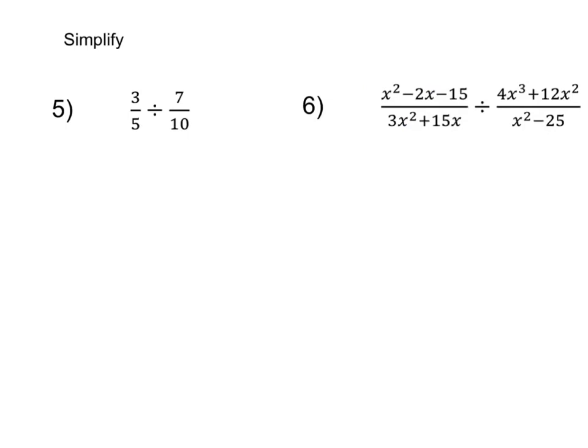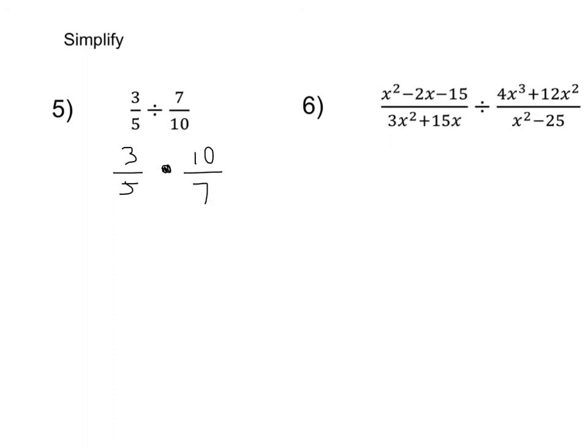All right, so now let's do some division with fractions. How do we divide fractions? I hope you recall that when we divide fractions, 3/5 divided by 7/10 is the same thing as saying 3/5 times 10/7.